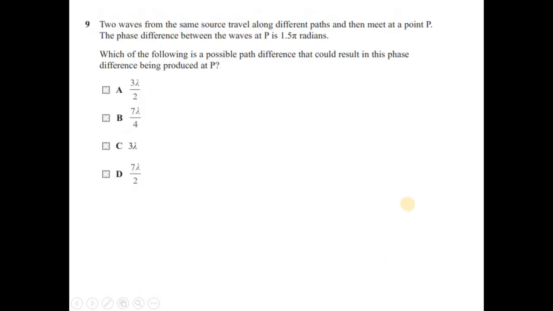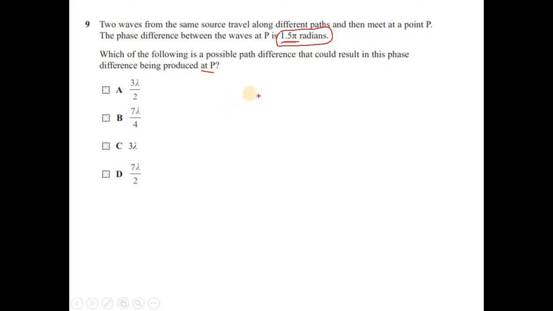Question number 9. Two waves from the same source travel along different paths and then meet at a point P. The phase difference between the waves at P is 1.5 pi radians. Which of the following is a possible path difference that could result in this phase difference being produced at P? Okay, it is a little tricky question. If you see the phase difference of 1.5 pi, let's just draw some diagram to understand the situation.